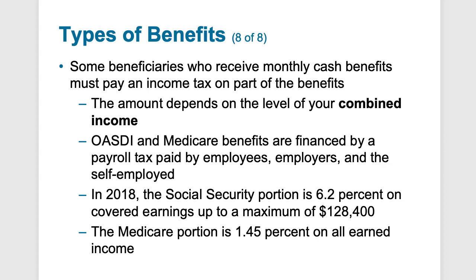Now, Medicare is going to be around anywhere from 1.5% to 2%, depending on what year it is. And this is based on your entire income. All the income you earn will be taxed for Medicare. So that's how these programs are funded. And if these programs become underfunded, then the government is going to have to raise taxes or reduce benefits. But we'll see how that works out at a later date.